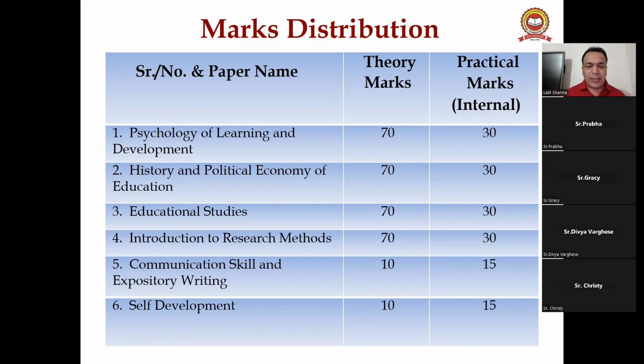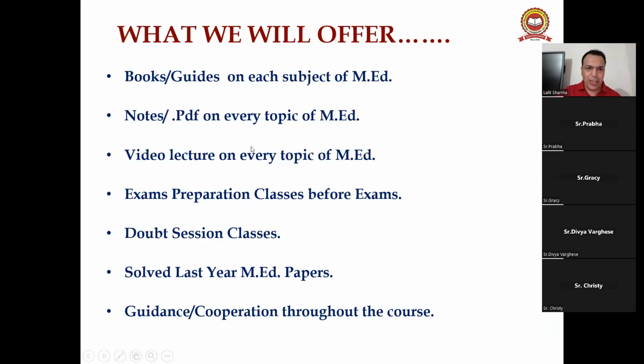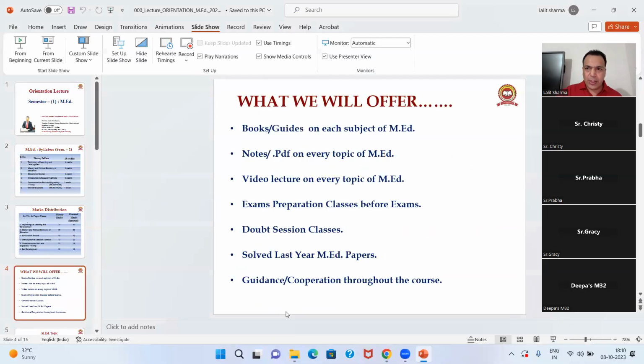So there are four theory papers and two practical papers. Four papers are of 100 marks. You can see theory is 70 marks and 30 are internal marks. As you are aware, a 70-marks theory paper would come for papers 1, 2, 3, and 4. Fifth and sixth are of 25 marks and 25 marks. Kindly mute yourselves, all of you.